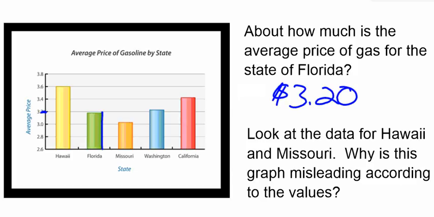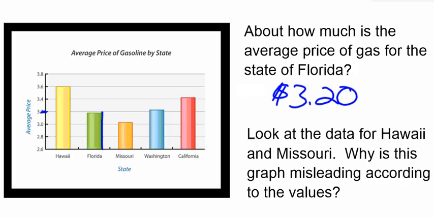However, as well as graphs can give us information, sometimes graphs can actually be misleading in their information. And so the way we graph things and the way that we look at a graph needs to be analyzed so that we understand the picture that is being shown to us. So, for example, we look at the data from Hawaii and Missouri. As you look at the two bits of data, why is this graph misleading according to the values?